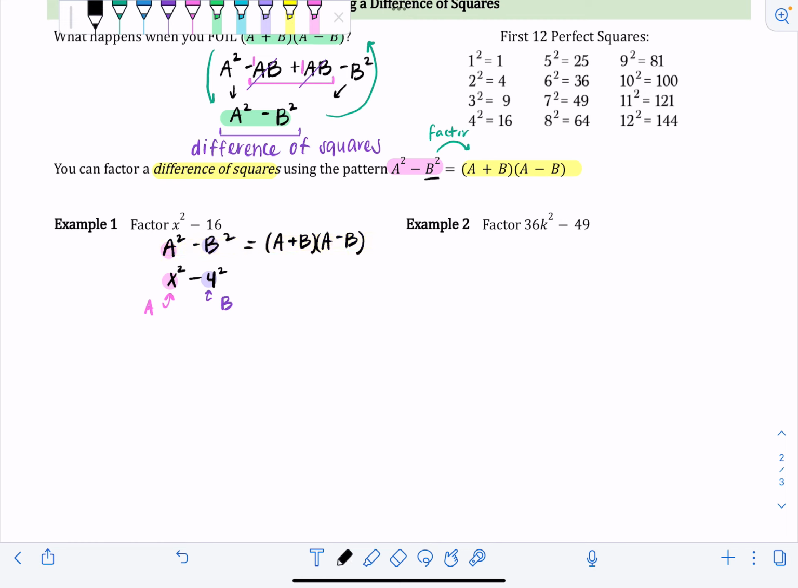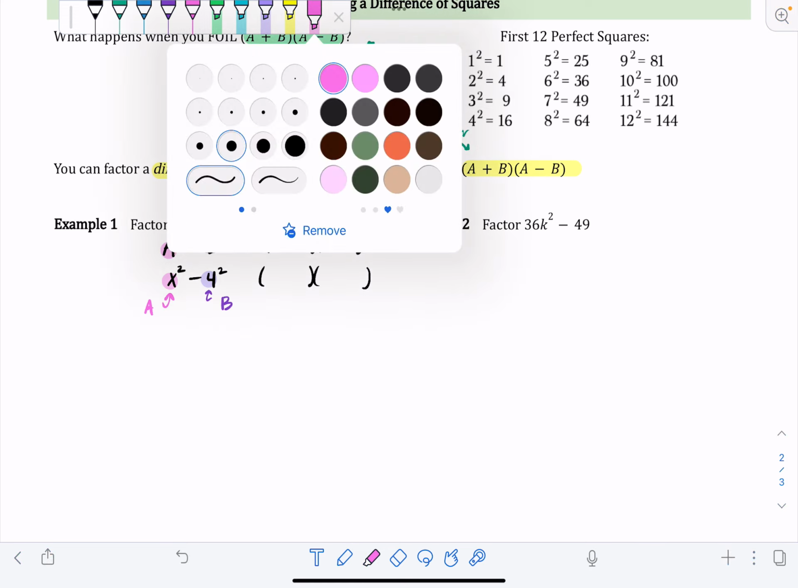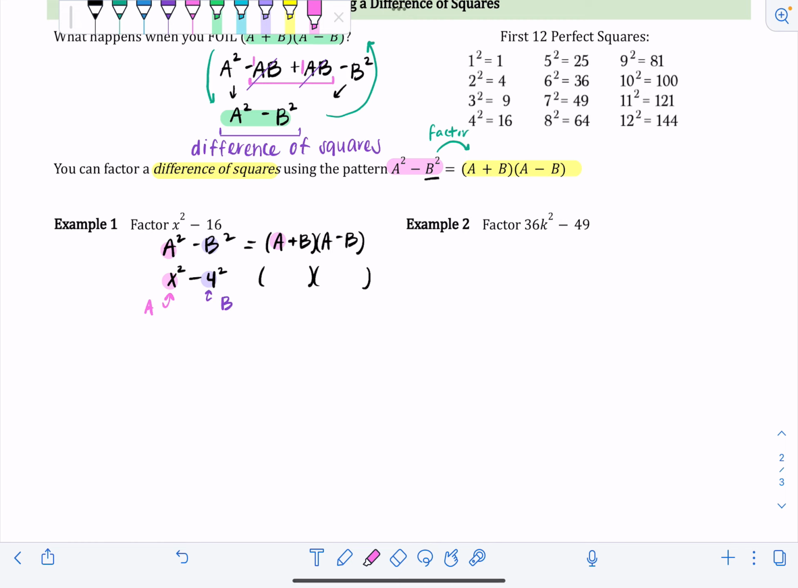So when I go to factor it, it's going to look about the same. My a was x, so I'm going to put x right there and right there where a was. So x and x. And then my b was 4, so I'd put a 4 right there and right there. One is going to be a plus 4, and one is going to be a minus 4, and that's my final answer. So x plus 4 times x minus 4. And same thing here, we can check by foiling.